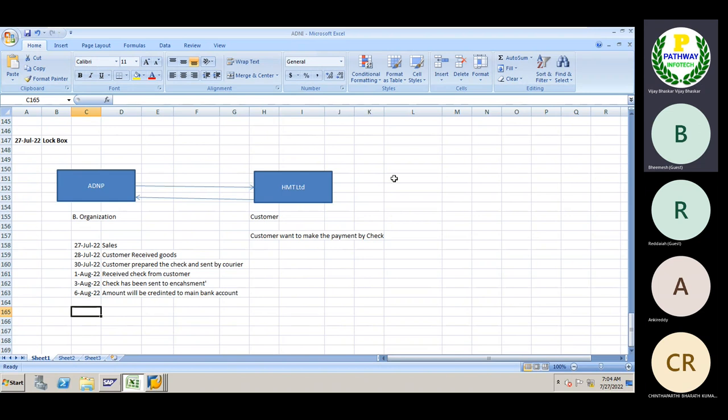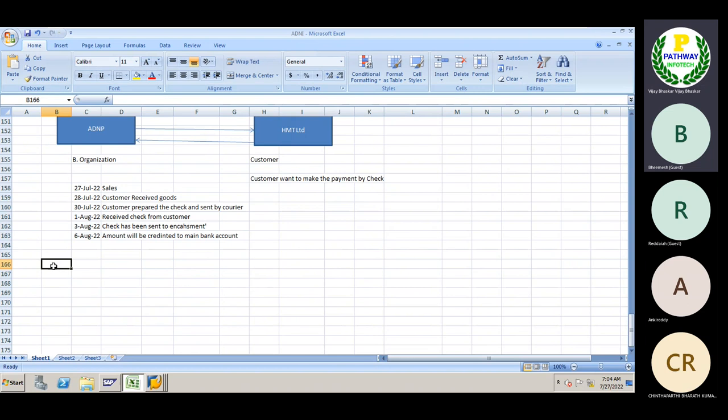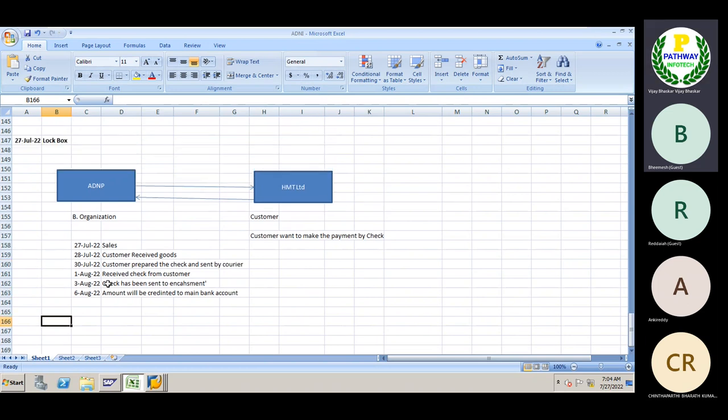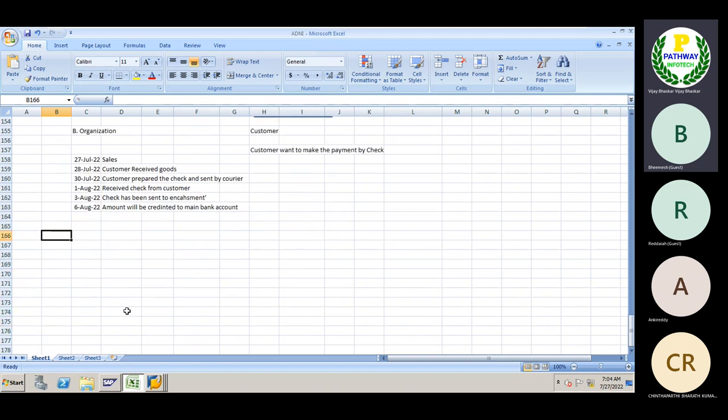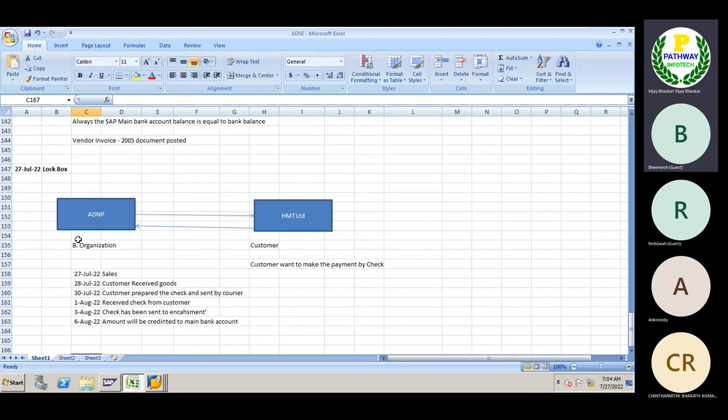This is the regular business process that goes on between the customer and our organization. When they are making payment through check, that is when the time delay happens. Okay, to overcome this situation, SAP has come up with, introduced, the lockbox functionality. Now what is the lockbox? Now let us see. I will explain using the same example. First we'll see the lockbox, then I will explain the customers.